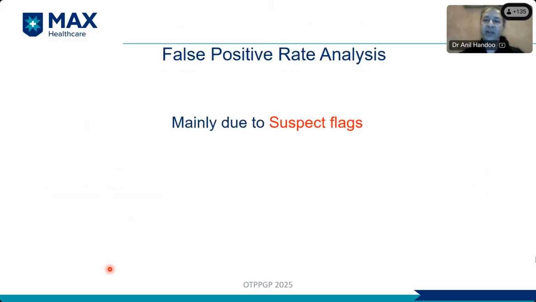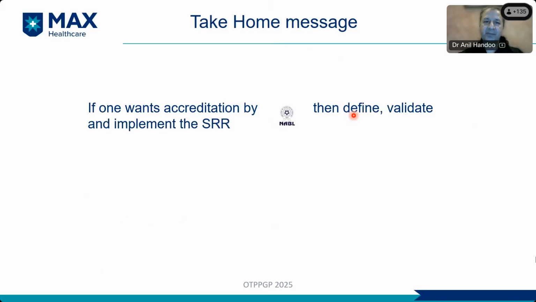And false positive rate was mainly due to what are called the suspect flags, because in all suspect flags we would make a smear. So if you look at the take-home message for this, if one wants accreditation by the NABL, then we need to define, validate, and implement the slide review rules.